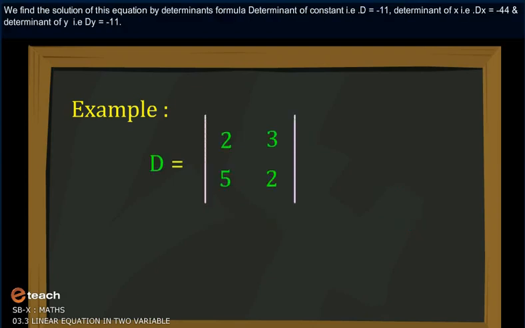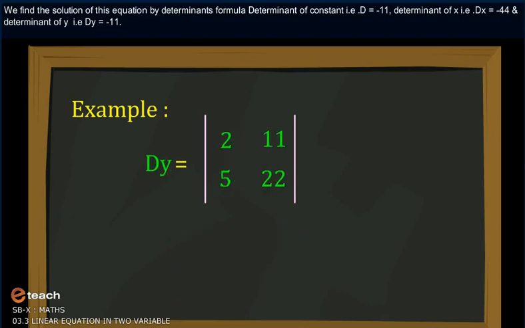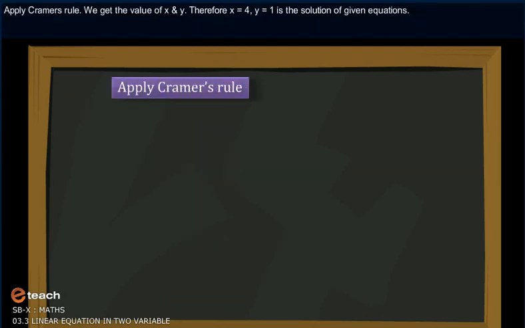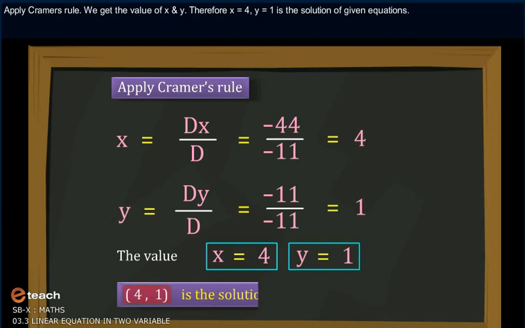We find the solution of these equations by the determinant formula. Determinant of constants, that is D, is equal to minus 11. Determinant of x, that is Dx, is equal to minus 44. And determinant of y, that is Dy, is equal to minus 11. Apply Cramer's rule. We get the values of x and y. Therefore, x is equal to 4, y is equal to 1 is the solution of the given equations.